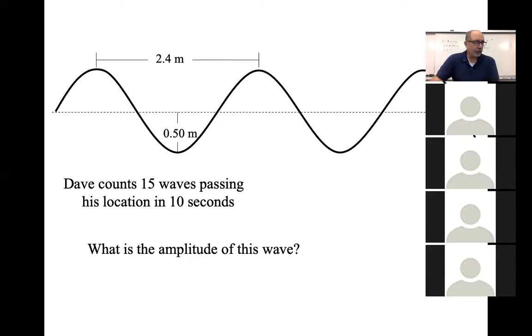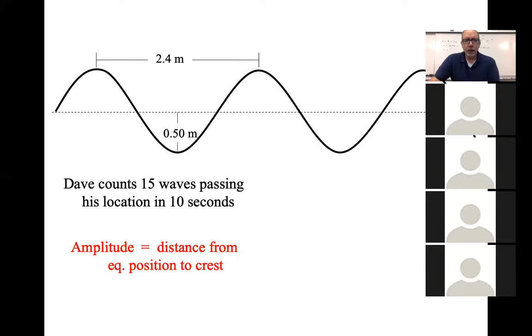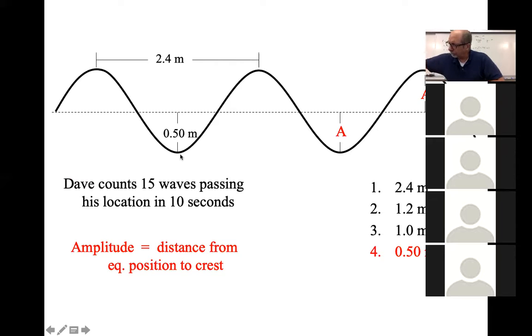What is the amplitude of this wave? Is it 2.4 meters, 1.2 meters, 1.0 meters, or 0.5 meters? 4 is a very popular answer, and that's a good thing because you're right. Amplitude is the distance from the equilibrium position to a crest, or from the equilibrium position to a trough. Yes, choice 4. All right, last one.